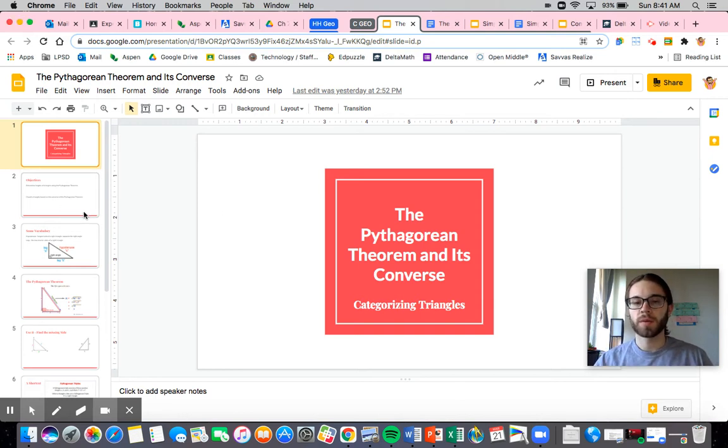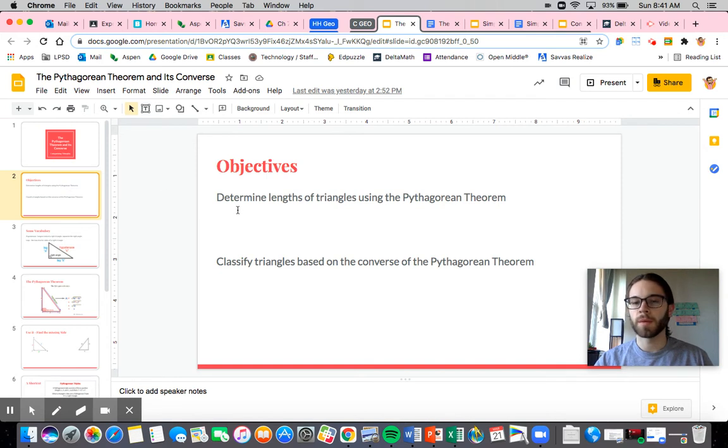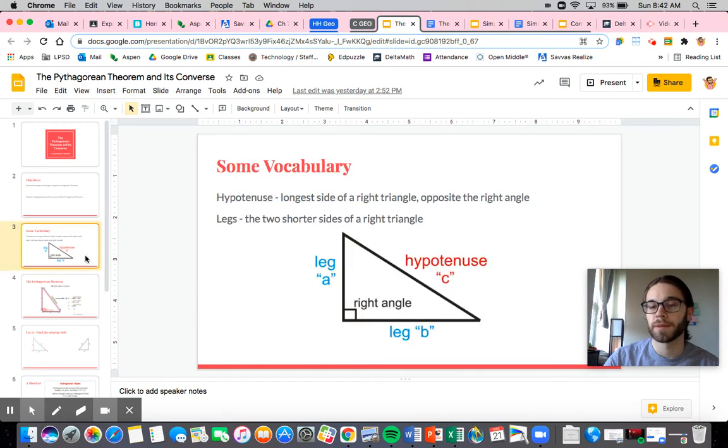Well, our goals for the day are to determine the lengths of sides of triangles using the Pythagorean Theorem, usually like the hypotenuse or some of the legs, and then to classify triangles based on the converse or the derivations from the converse of the Pythagorean theorem. All right, and by classify, I mean we're going to talk about acute, right, and obtuse. Forgot which one I said first.